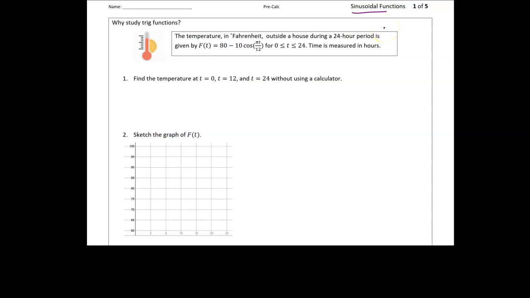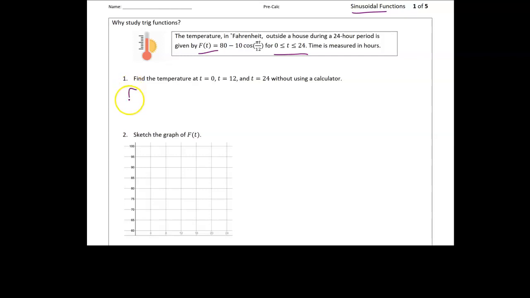So I picked a scenario we're all familiar with to start to study these models, and that is just temperature on a hot day. It's warming up some, and I think this is going to end up being like a real summer day if I recall correctly. So we have this function f of t that gives us the temperature during a 24-hour period. It says it's good from 0 to 24, so t is in hours here. And our first task is to find the temperature at t equals 0, 12, and 24.